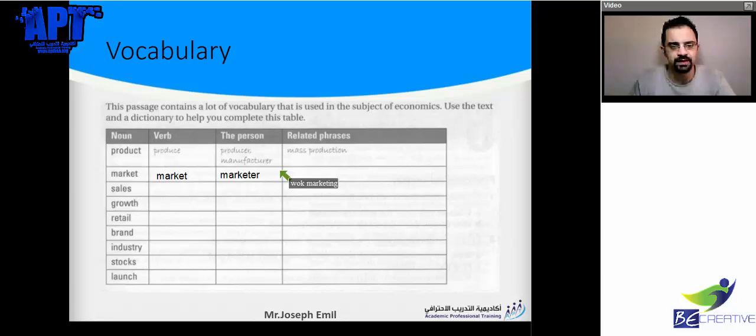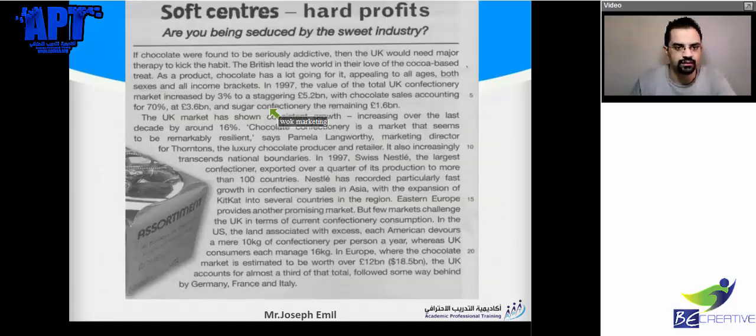Related phrases, let's take a look here at the phrase that this marketing is used in. So we take a look here, market, maybe confectionery market. All right, confectionery market, if you can see it here. Here we are.